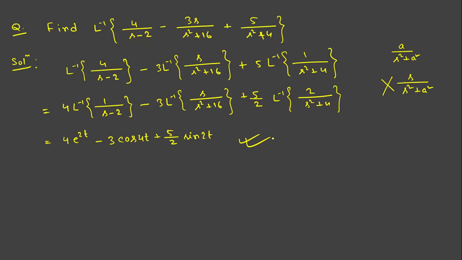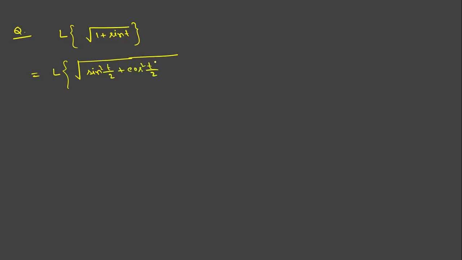Let's solve another problem. Find Laplace of root over 1 plus sine t. Laplace of root over 1 plus sine t. So you can write, this is 1 plus sine t, no? So you can write in this form: 1 is equal to sine square t by 2 plus cos square t by 2, plus this is sine t.